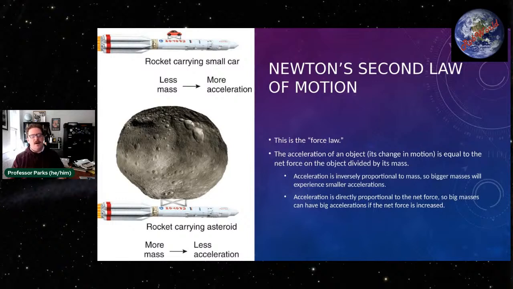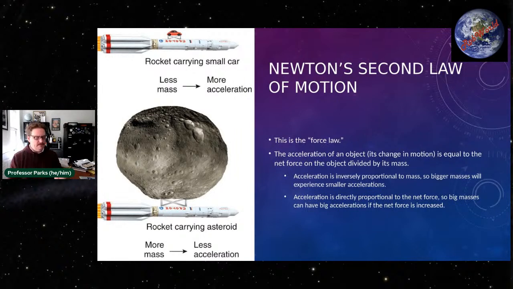Simply put, you can think of it as the consequence of, in this slide, a rocket carrying a small car or a rocket carrying an asteroid. If that rocket is applying an equal force in thrust, then the rocket carrying the small car is going to accelerate faster because its mass is smaller. And a rocket carrying an asteroid, that overall system has a larger mass. So if you apply the same thrust or the same force, that mass is going to experience a smaller acceleration.